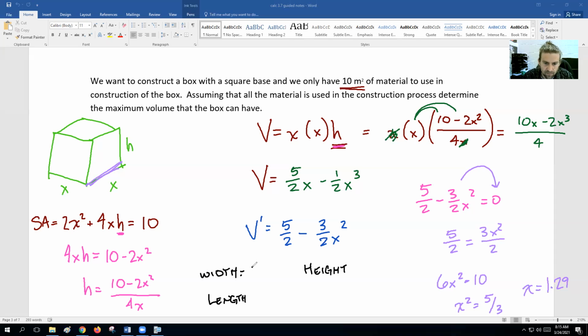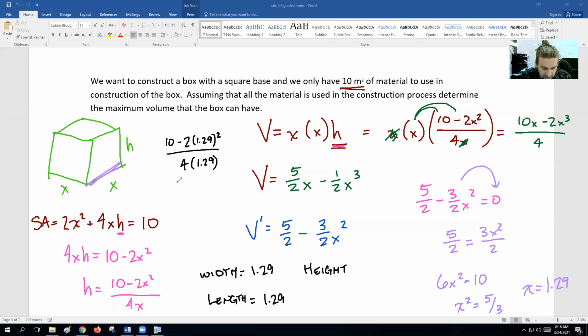So the width would be 1.29. The length would also be 1.29. It is a square base. And then for the height, we'd have to go back and use this formula here. So what's 10 minus 2 times 1.29 squared? I think that's 5 over 3. All right, over 4 times 1.29.